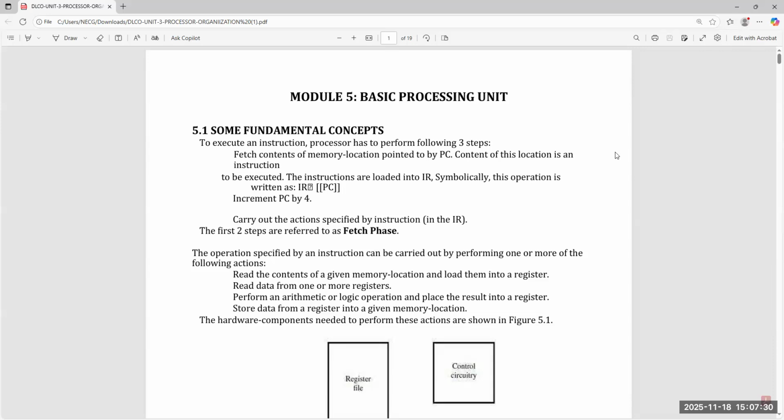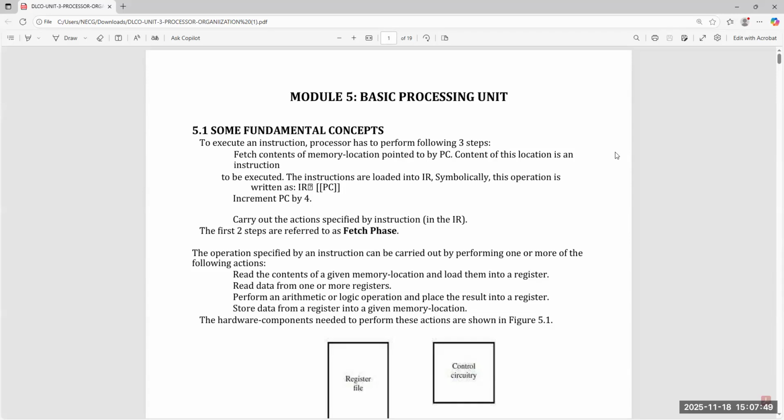That is the first operation. The first operation performed is reading. Here the register is also a memory location. It loads the content of a given memory location, which was earlier pointed to by the PC.